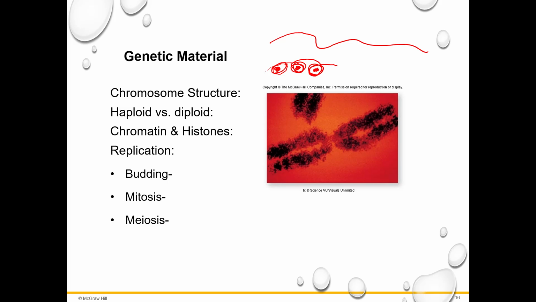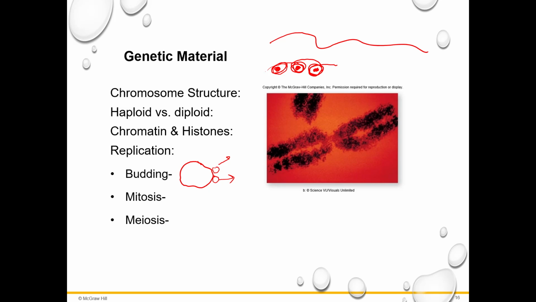Replication. Eukaryotic organisms can replicate or make copies of themselves through a couple of different processes. Budding is when you have one large cell and then small copies break off of the large cell. Budding is common in yeast.